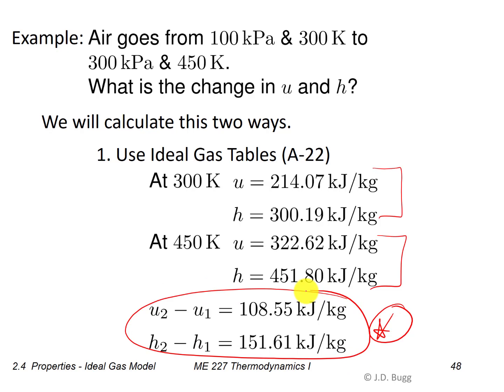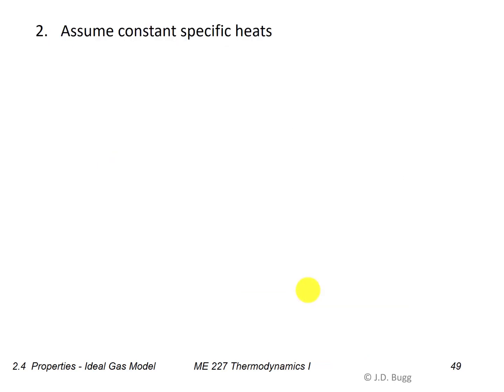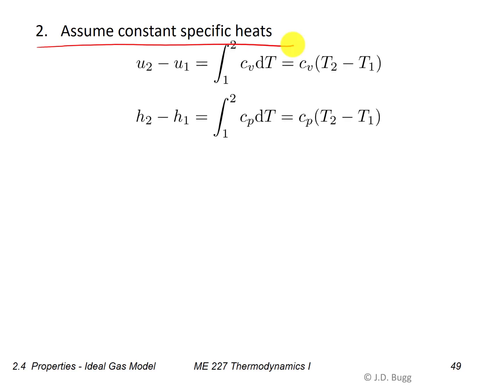The second way that we're going to do this is assuming constant specific heat. So second technique here, assume constant specific heats. Well, we need a value for the specific heat, and there is a table in our textbook that gives us that. So when we get that value, how are we going to use it? Well, this is just reminding us that if we assume constant specific heats, we can calculate delta U from CV delta T, and we can calculate delta H from CP delta T.